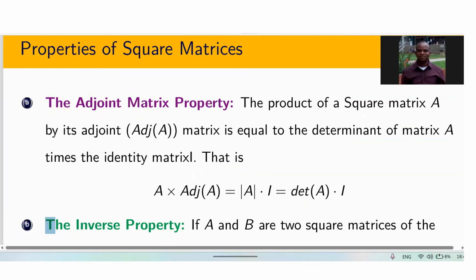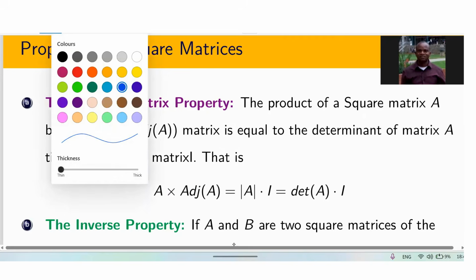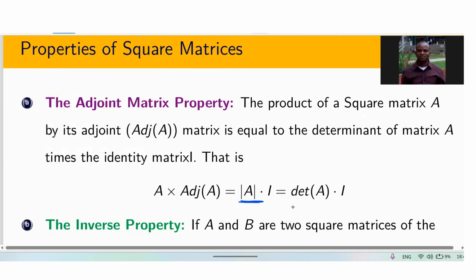What this property tells us is that the product of a square matrix A by its adjoint matrix is equal to the determinant of matrix A times the identity matrix. This is part of the example that we looked at that I told you to go and solve. So you should be able to show that when you multiply the matrix by its adjoint, you get the determinant of that matrix times the identity matrix.